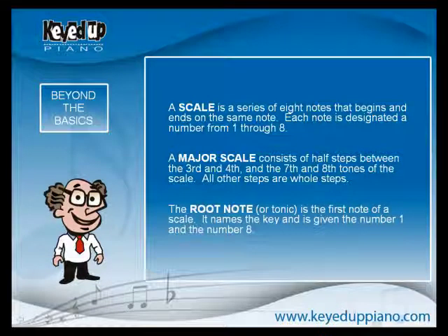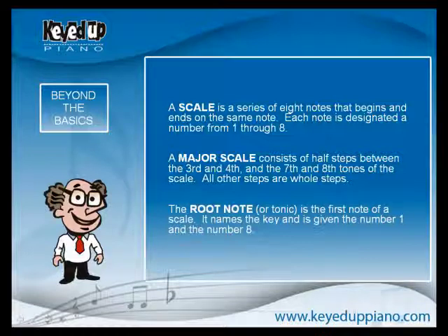A scale is a series of 8 notes that begins and ends on the same note. Each note is designated a number from 1 through 8. Now there's a lot of different types of scales, but a major scale consists of half steps between the 3rd and 4th and the 7th and 8th tones of the scale. All the rest of them are whole steps, and we'll get into that in just a second.